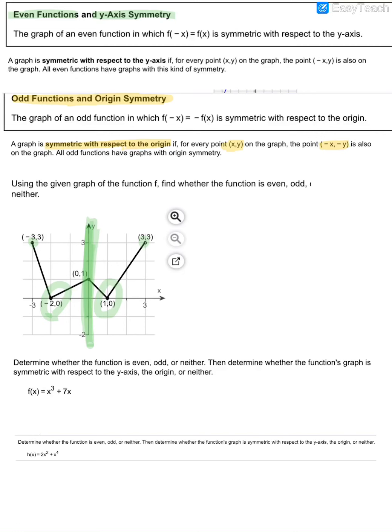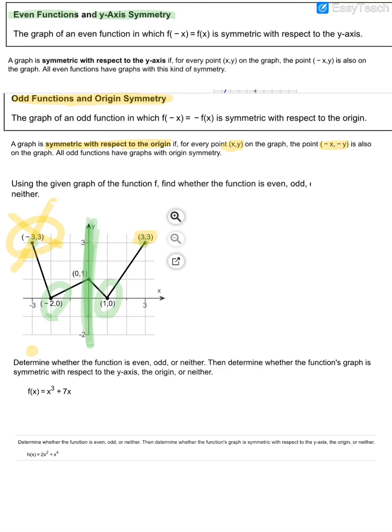Again, if I look at this example down here, for example, if I take the point 3, 3, then based on this definition, -3, -3 should also be on the graph, which it's not. It would have to be down over here in order to have symmetry around the origin.